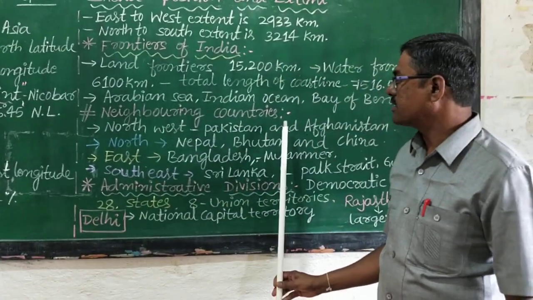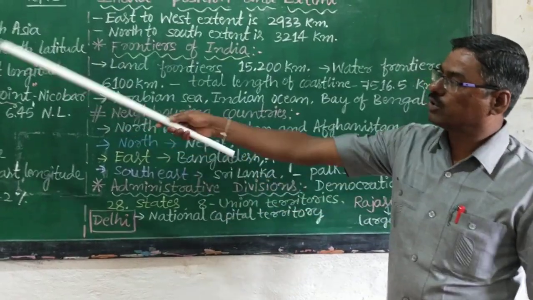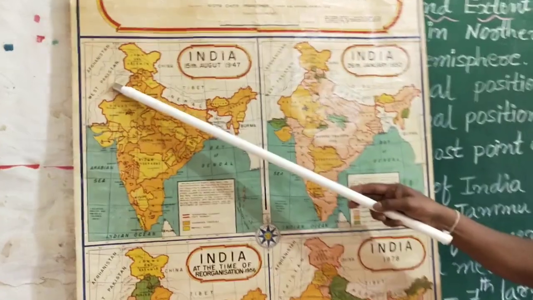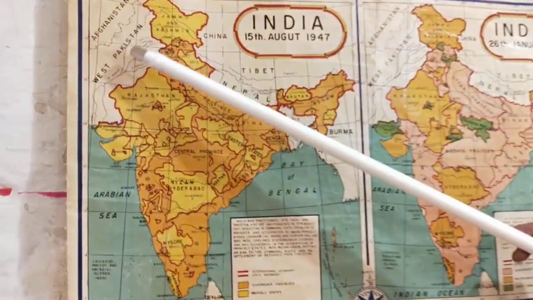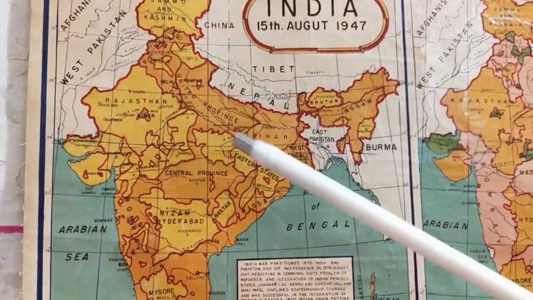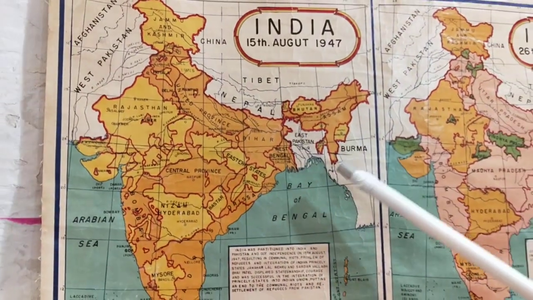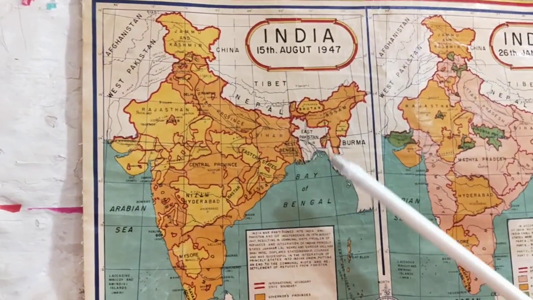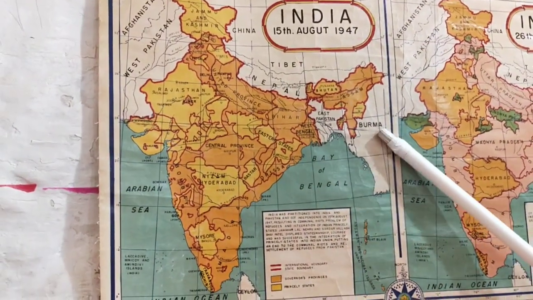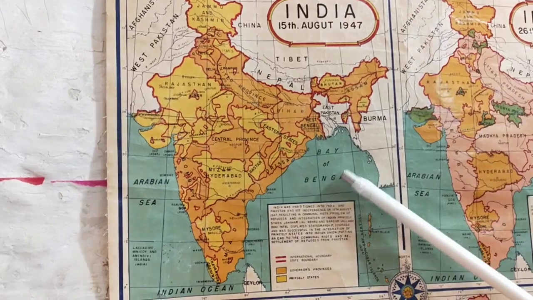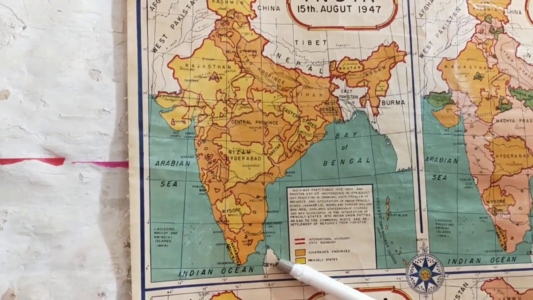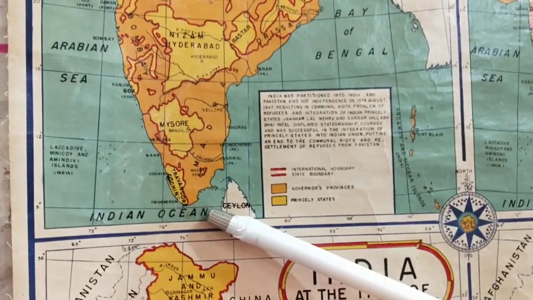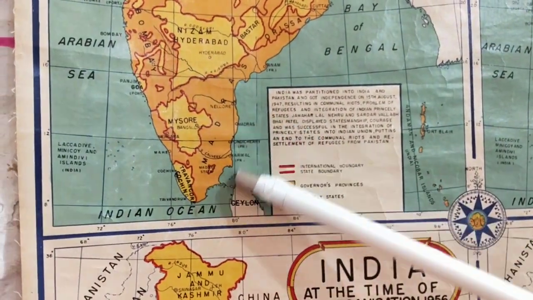These neighboring countries, let us know through map. Pakistan and Afghanistan are to the northwest. Nepal, China and Bhutan are to the north. Bangladesh, Myanmar are to the east. To the southeast is Sri Lanka, which is separated from the mainland of India by the Palk Strait and Gulf of Mannar.